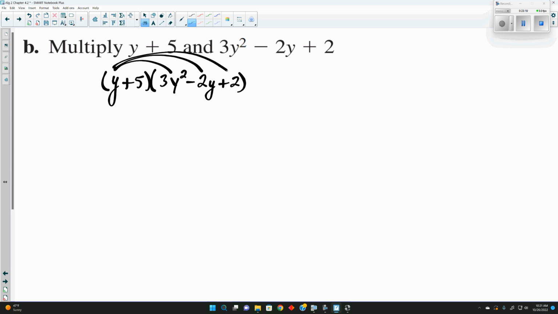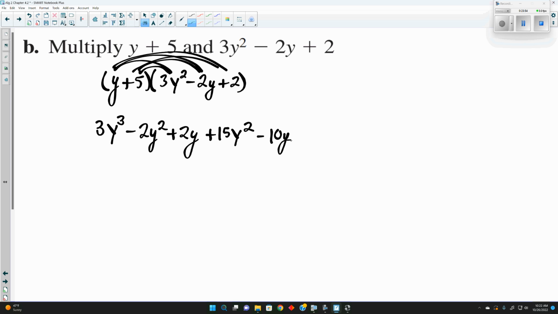So we can do y times 3y squared, which is going to be 3y cubed. y times negative 2y is negative 2y squared. And y times positive 2 is plus 2y. Then we can move on to the next one with 5, distributing the 5. 5 times 3y squared is going to be plus 15y squared. 5 times negative 2y is going to be negative 10y. And lastly, 5 times 2 is going to be plus 10.